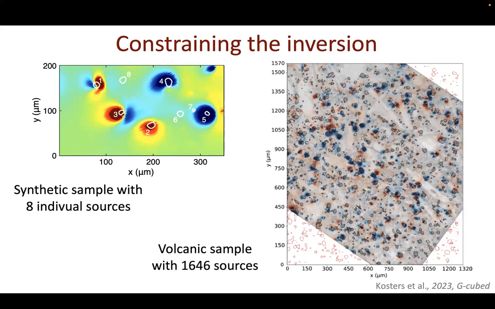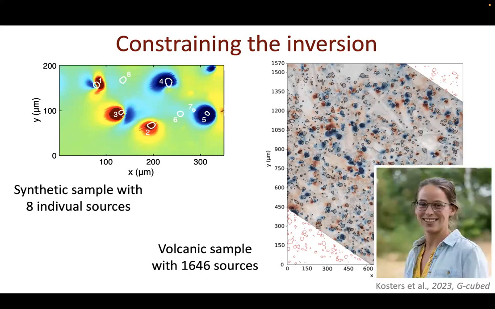Here we see that all these magnetic sources, all these magnetic grains, are close to each other. They can be on top of each other, and this is why your inversion struggles if you do not add the locations of these magnetic grains to your inversion. This is the work of Marta, as I said.